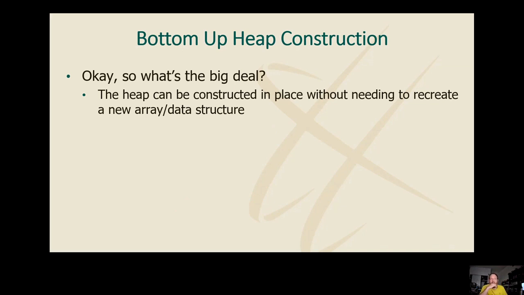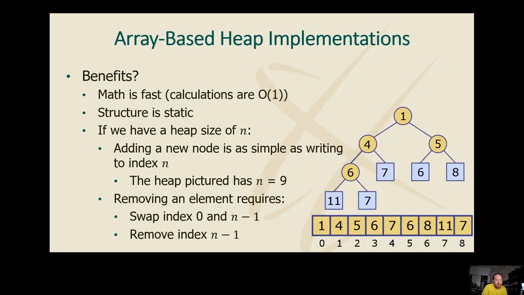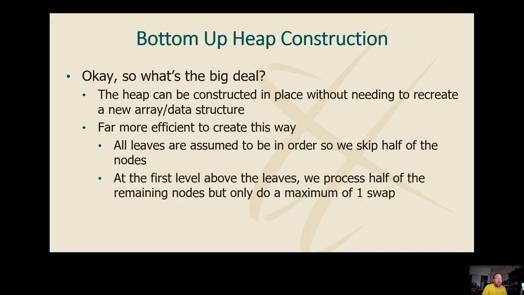What's the big deal? Well, the heap can be constructed in place without needing to add additional memory. And it's way more efficient to create it this way because we can assume that the leaves are in order. And remember, when we come back here, everything to the right of that line is a leaf. We had an array of 8 as well. So we are just starting off assuming that half of our array is already fine. We don't have to do anything for that first half.